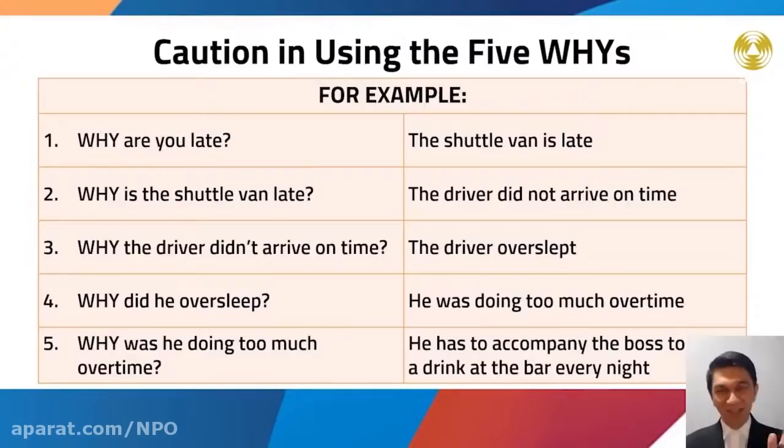In this particular example, it doesn't drill down to the system level for the root cause. It ends up with the personal attribute or decision of a person. It doesn't end up in the conditions that allowed the person to arrive at a certain decision. So it ended up at a personal level, not on the system level. The root cause there is that the employee, the driver, decided to accompany the boss to a drinking session. So it's human error, and then it ended there. That is actually not the true root cause of the problem.